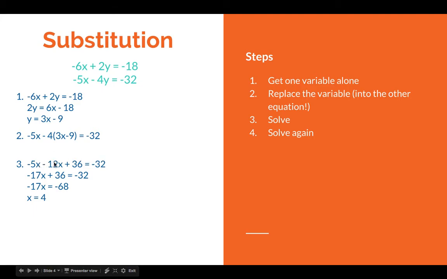Now, adding together negative 5x and negative 12x gives you negative 17x. Now you have plus 36 is equal to negative 32. Subtracting 36 from both sides gives you negative 17x is equal to negative 68. Dividing both sides by negative 17 gives you x is equal to 4.